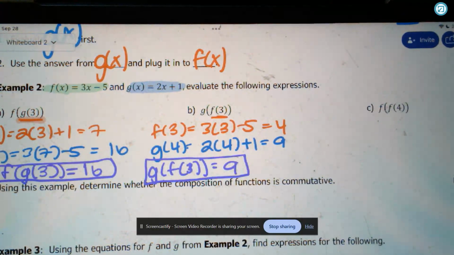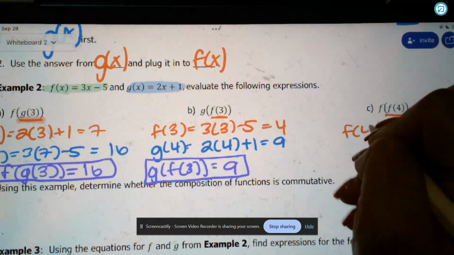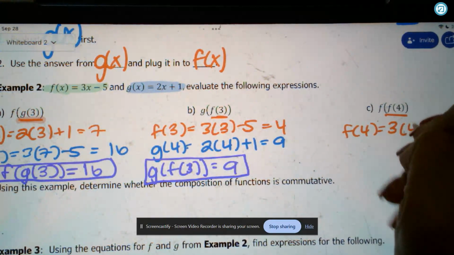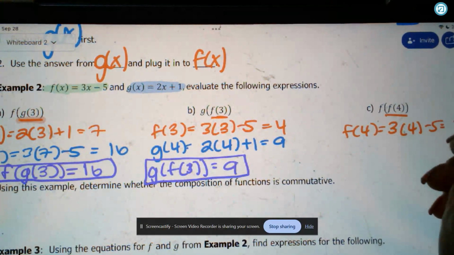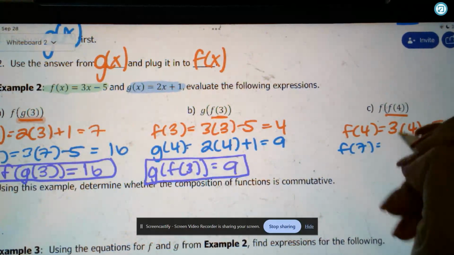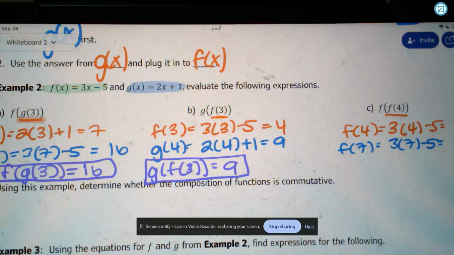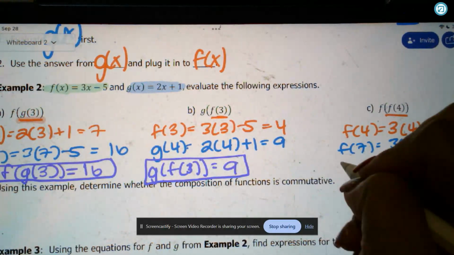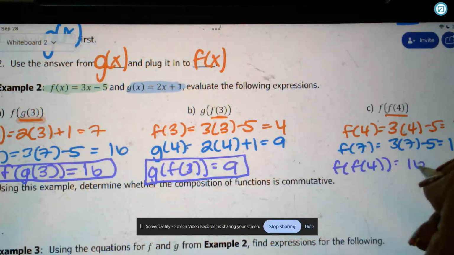All right, so starting with f of 4, that's going to be 3 times 4 minus 5. So 12 minus 5 is going to give me 7. So I'm going to take that 7 and put it right back into f. Now f of 7 is going to give me 3 times 7 minus 5, which is 21 minus 5, or 16. So our final answer here is that f of f of 4 would equal 16.